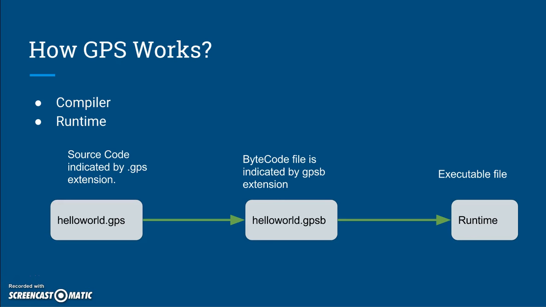We have a .gps file extension which indicates that the source code is in a file for the GPS programming language. This .gps file is input to the parser to generate a bytecode file with an extension of .gpsb. This .gpsb indicates GPS bytecode. The .gpsb file is then input to the runtime environment to produce an executable.